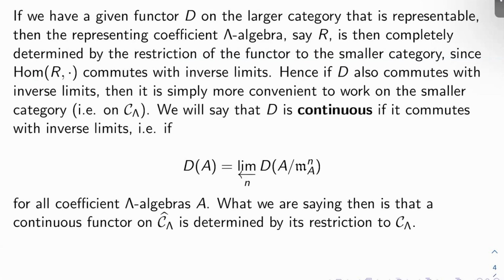Well, that means if D, the functor itself, also commutes with inverse limits, it's just simply more convenient to work on that smaller subcategory, so on C Lambda. And so we'll give a name to this setup. We'll say that D is continuous if it commutes with inverse limits. That is, if D(A) is just the same thing as the inverse limit over n of D(A mod m_A to the n) for all coefficient Lambda algebras A. So what we're saying then is that a continuous functor on C hat Lambda is just determined by its restriction to C Lambda, the Artinian guys.